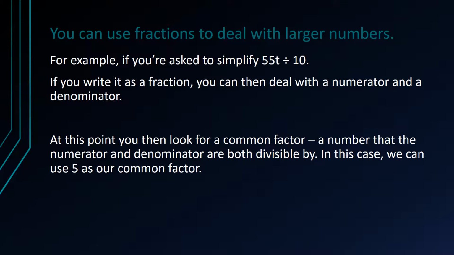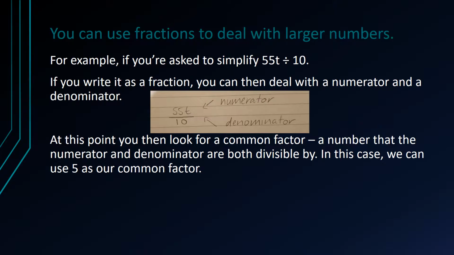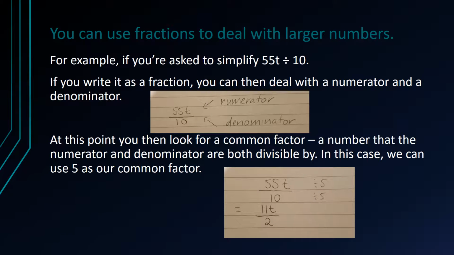You can use fractions to deal with larger numbers. For example, if you're asked to simplify 55t divided by 10, if you write it as a fraction, you can then deal with a numerator and a denominator. At this point, you then look for a common factor, a number that the numerator and denominator are both divisible by. In this case, we can use 5 as our common factor, and then when we simplify that one down, 55t divided by 5 gives us 11t, and 10 divided by 5 gives us 2. So that's a simplified version of that expression.